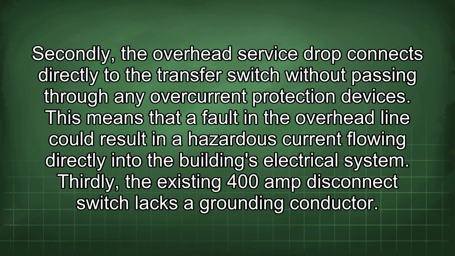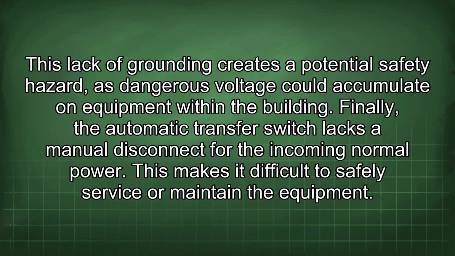the building's electrical system. Thirdly, the existing 400 amp disconnect switch lacks a grounding conductor. This lack of grounding creates a potential safety hazard, as dangerous voltage could accumulate on equipment within the building. Finally, the automatic transfer switch lacks a manual disconnect for the incoming normal power. This makes it difficult to safely service or maintain the equipment.